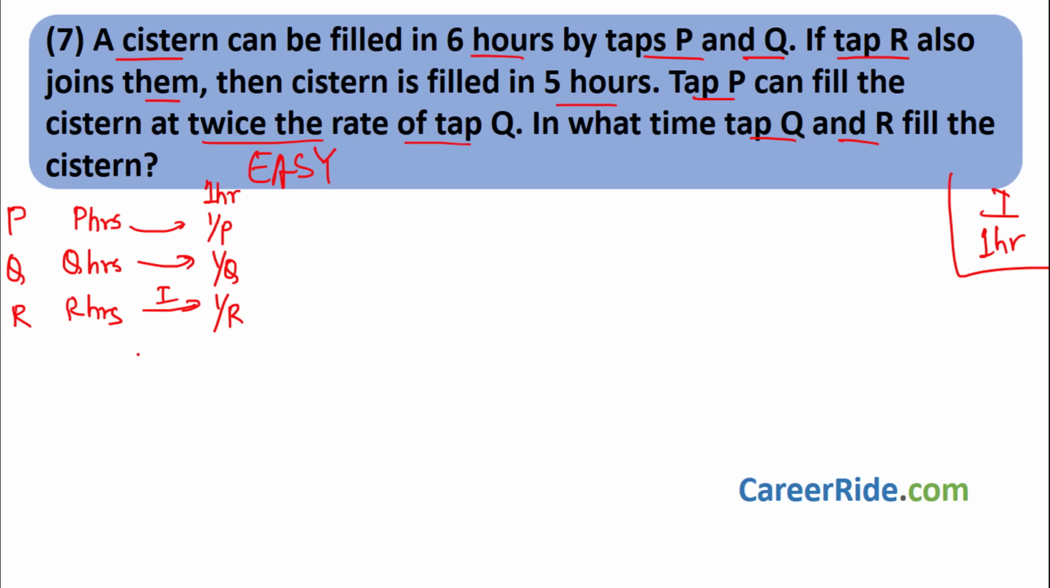They have given that a cistern can be filled in 6 hours by taps P and Q. So if P is on and Q is on, how much work is done in 1 hour?